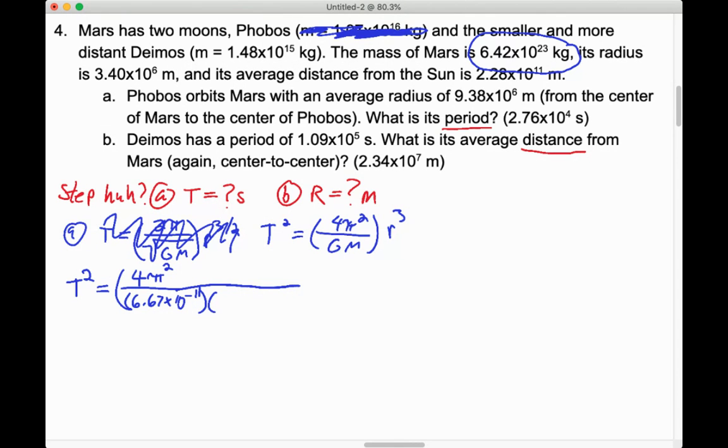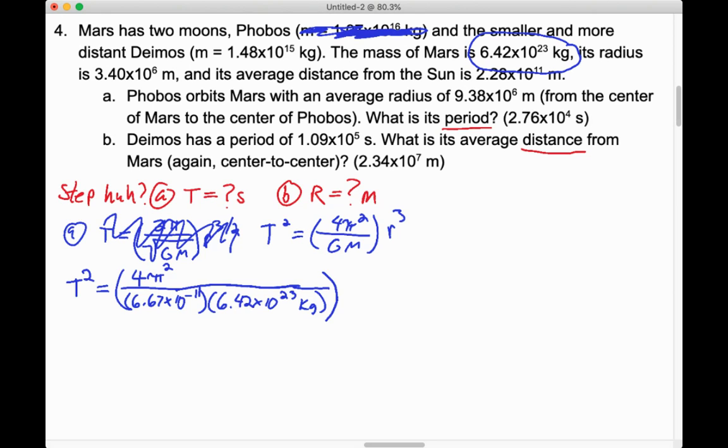Okay, so yeah, the mass of Mars is 6.42 times 10 to the 23rd kilograms. So Mars is actually fairly small for a planet. It's way smaller than the Earth. So yeah, there's the mass of Mars. That's the mass we want to use.